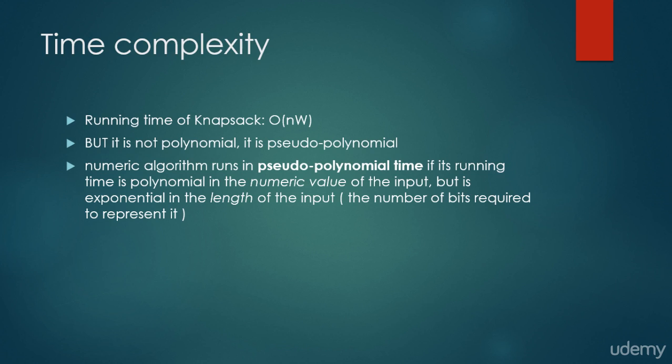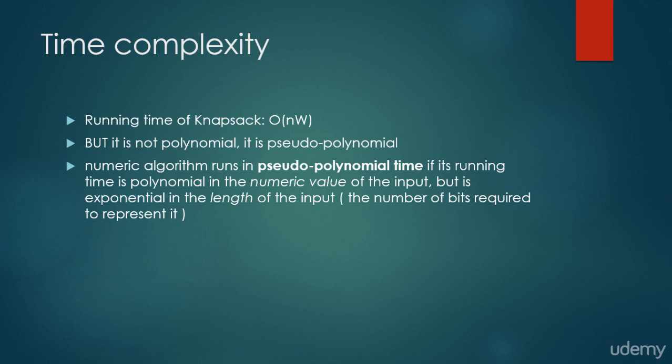So as far as the time complexity is concerned, the running time of the knapsack is O(n times W), where n is the number of items and W is the maximum capacity of the knapsack. But it is not polynomial, it is pseudo-polynomial. A numeric algorithm runs in pseudo-polynomial time if its running time is polynomial in the numeric value of the input, but it is exponential in the length of the input, so the number of bits required to represent it.